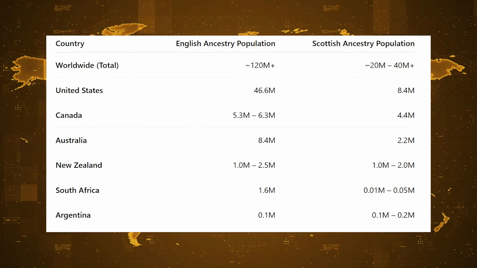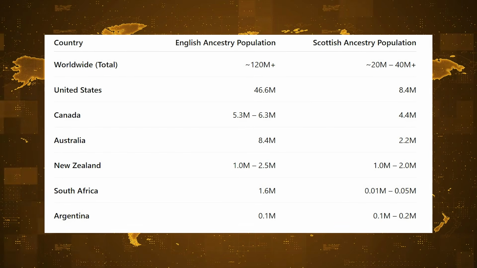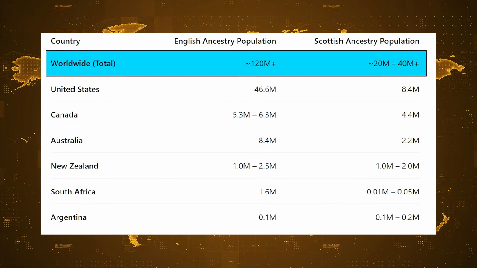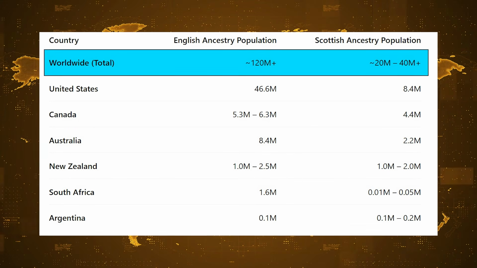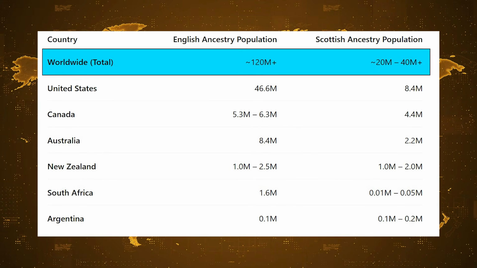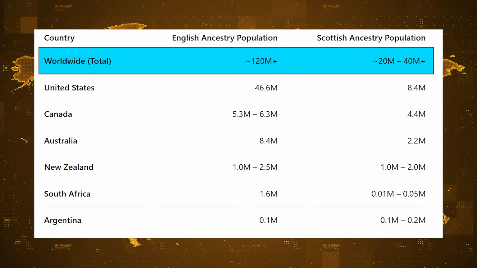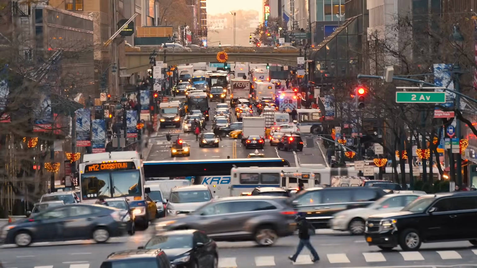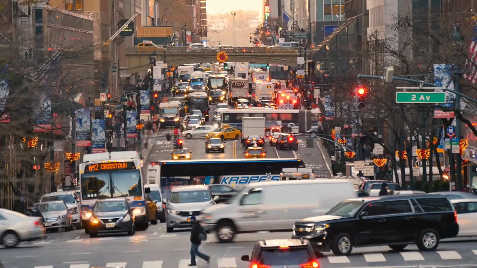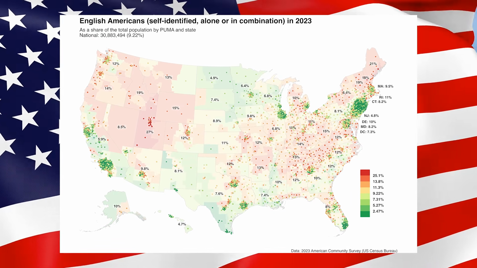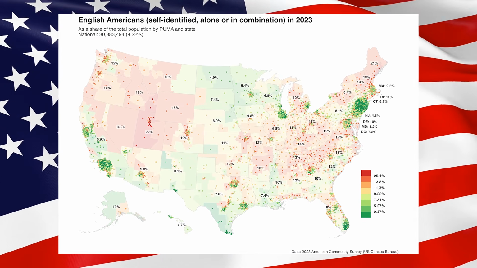If you look at this table, you can see the breakdown of English and Scottish ancestry around the world. As you can see, English is much more common than Scottish, with over 100 million people estimated to belong to this diaspora. Within countries as well though, these ancestries are elevated in certain regions. If you look at this map of English ancestry in the US for instance, you can see the regional variation.